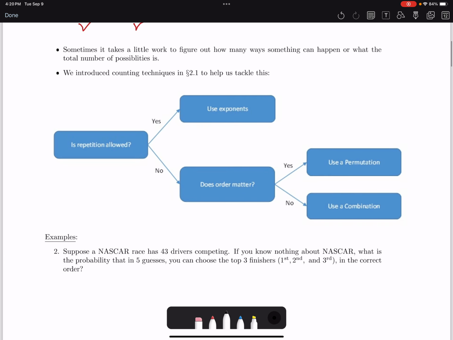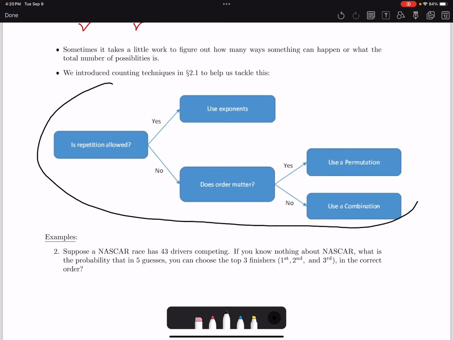Now, sometimes it takes a little bit of work to figure out how many ways something can happen, and so we introduced counting techniques back in section 2.1. And when we did that, we had this flow chart to help us decide what counting technique we should use. Questions you should ask yourself, first of all, if you're trying to count up something, is repetition allowed here? And if so, you should use exponents. If not, then you should ask yourself a follow-up question. Does the order matter? If so, you use a permutation, and if not, you use a combination. There are other kinds of counting techniques, but for this class, that's going to be good enough.